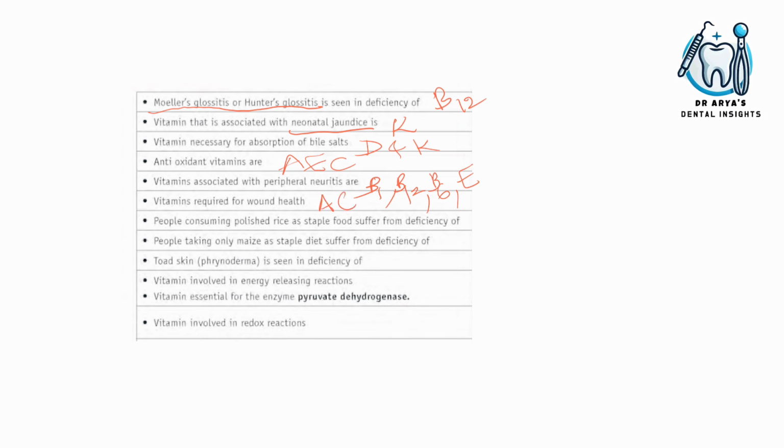People consuming polished rice as staple food suffer from deficiency of vitamin B1. People taking only maize as staple diet suffer from deficiency of niacin due to low tryptophan. Then taut skin, that is phrynoderma, is seen in the deficiency of vitamin A and essential fatty acids.